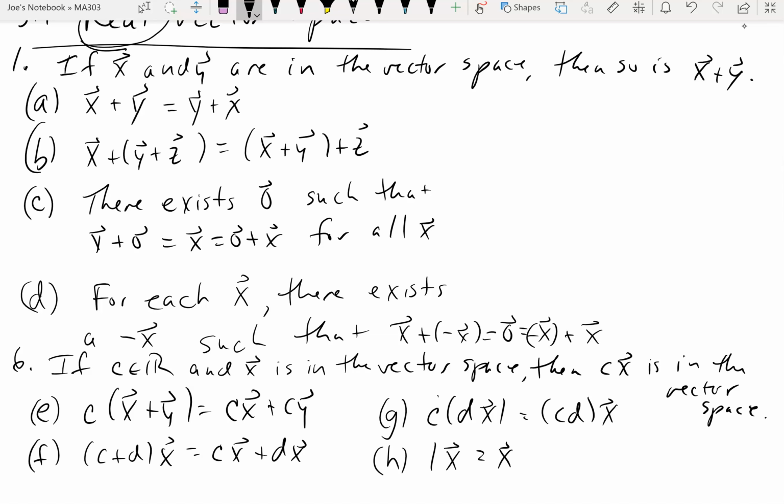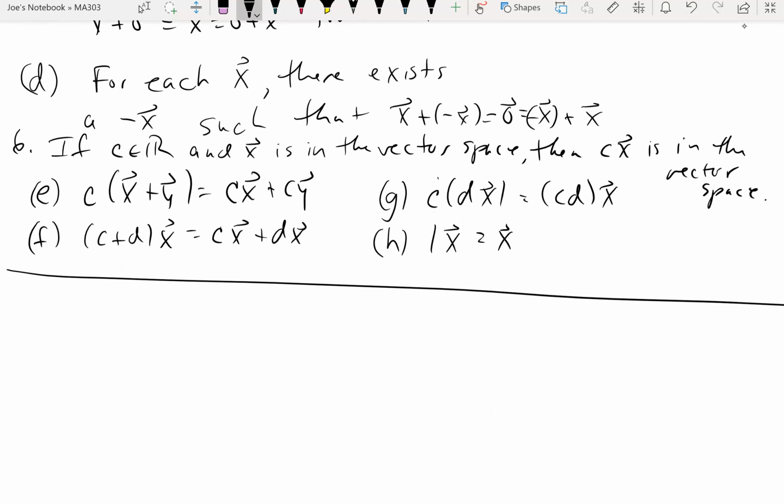But anyway, that's the idea with the closure axioms. If I operate these two things together, I want to make sure I have an object that I'm dealing with. All right, so to that end, let's see if we can check something newly defined. Let's look at number 3. This is on page 227.